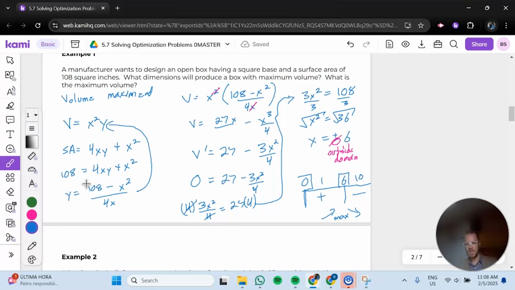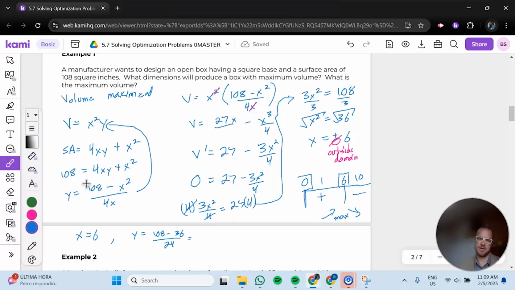Okay. So then, kind of running out of room. This is unfortunate. I should have given a little more space. But basically, we've got that x is equal to 6. I can then use that to find my y by putting it into my surface area equation. And so let's see here. If I do that, I'm going to get that y is equal to 100. So, sorry, it'll be 108 minus 36 over 24. 108.